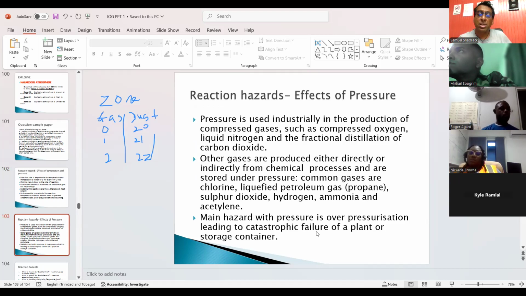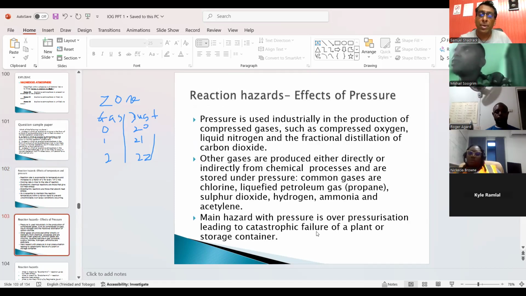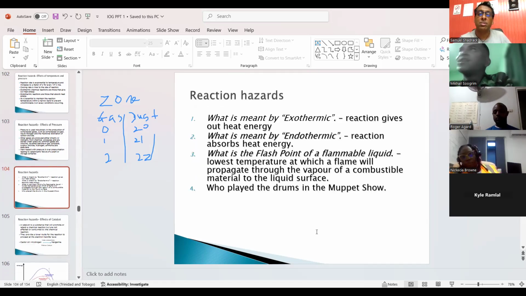The effects of pressure and temperature are the same, just in case. So if the rate of reaction increases with temperature, the rate of reaction also increases with pressure, right? It's said to be a proportional effect. Temperature and pressure have the same effect on the rate of reaction. So we can leave this one out. You can read it out.